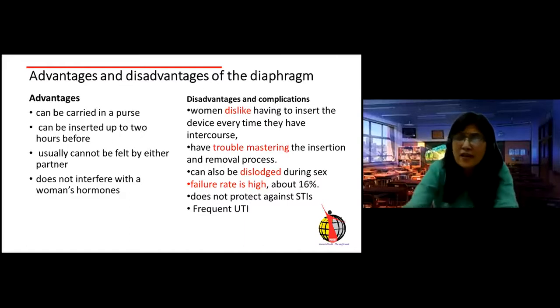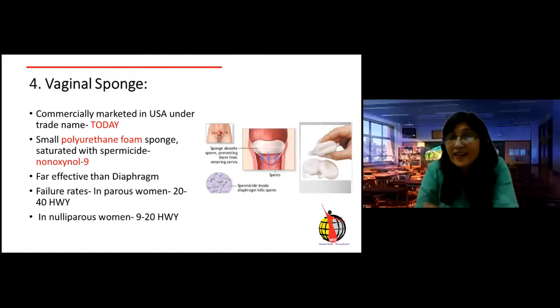Now, a similar device to a diaphragm is a vaginal sponge, and the market name is usually asked by the examiner. The market name for the sponge is Today. Tell me one syndrome with which this Today is associated. I'm giving you a few seconds to think about it. That is the toxic shock syndrome.